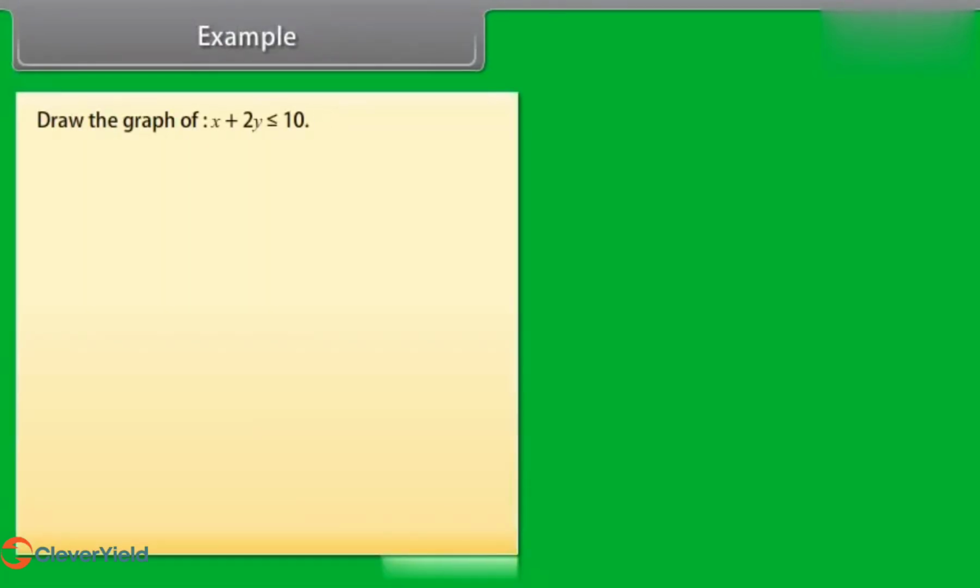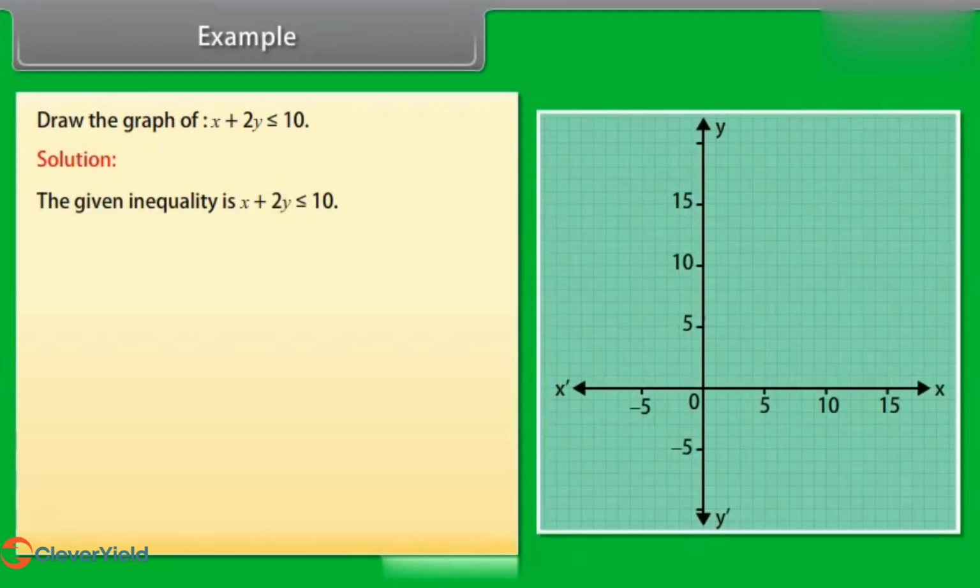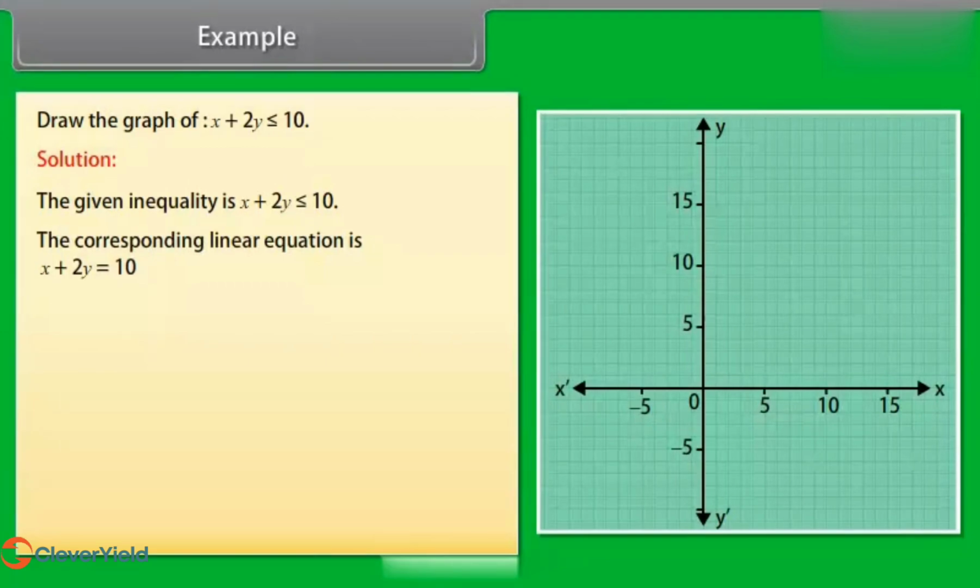Example. Draw the graph of x plus 2y less than or equal to 10. Solution. The given inequality is x plus 2y less than or equal to 10. The corresponding linear equation is x plus 2y is equal to 10. Name it as 1. Now, we shall draw the line 1.